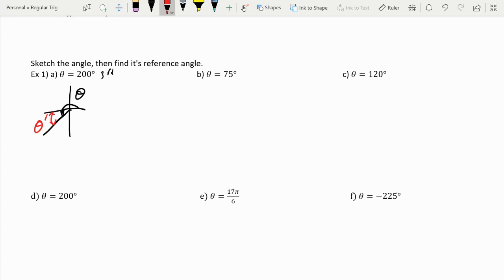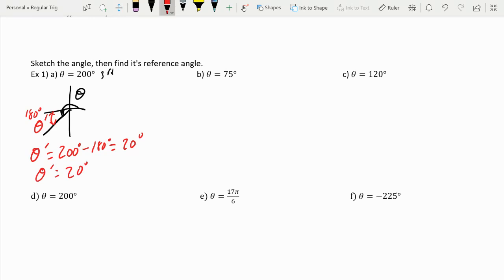The reference angle is always going to be referring back to the x-axis. It doesn't matter if it's the positive or negative x-axis, and we refer to it as theta prime. You've heard me say that before, theta prime. We know that this is 180 degrees, but we went 200 degrees. So theta prime is going to be 200 degrees minus 180 degrees, which gives me 20 degrees.